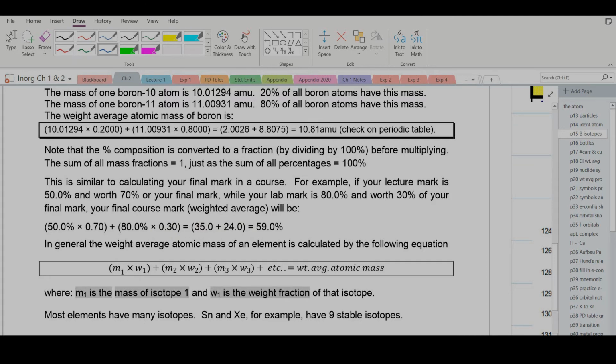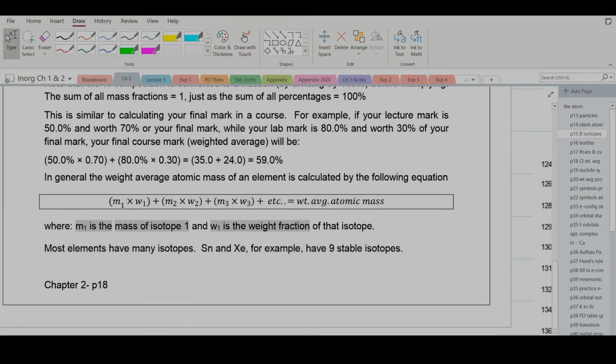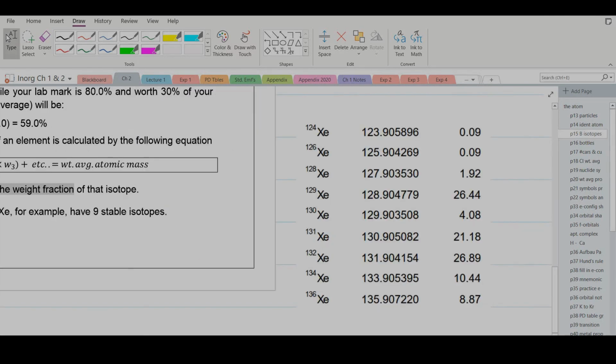So in general, we could write a formula like this. The weight average atomic mass of an element is calculated as mass times weight fraction plus mass times weight fraction plus mass times weight fraction, etc., until we've included all the fractions. Some elements have quite a large number of isotopes. In fact, tin and xenon have 9 stable isotopes. I just grabbed something from the web for xenon to show you the fractions of the 9 different isotopes of xenon. Science is complicated sometimes.